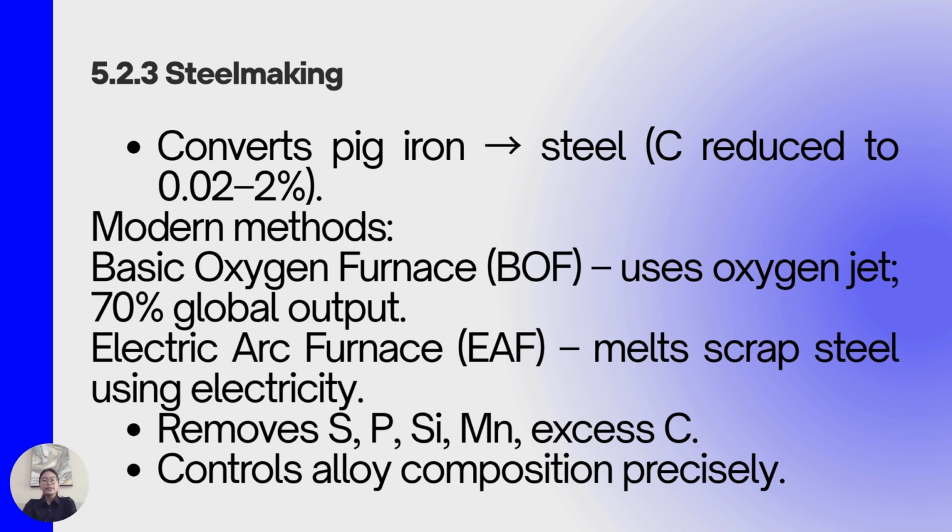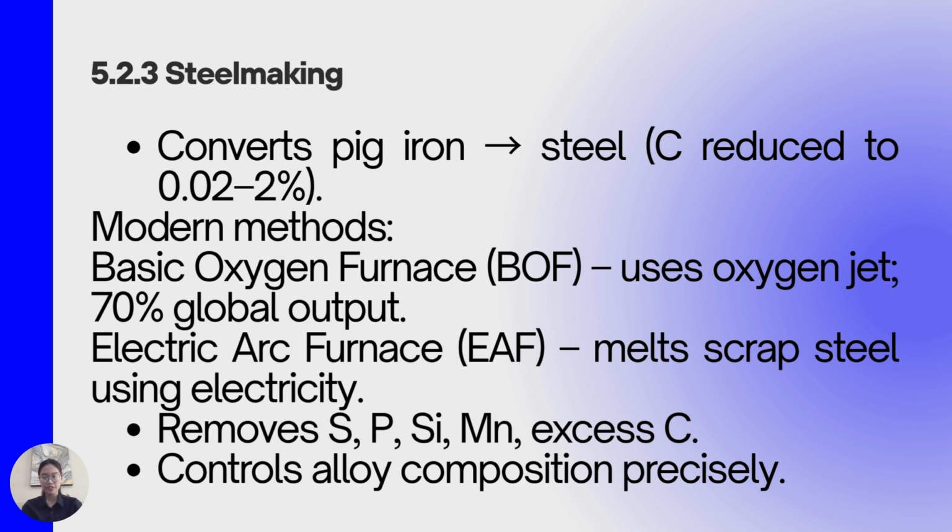Once the molten pig iron leaves the blast furnace, it enters the steelmaking stage, where the true transformation occurs. The goal here is to reduce the carbon content from roughly 4% to a controlled level, typically around 0.02% to 1.5%, and remove impurities like sulfur, phosphorus, and silicon. Two primary methods are used today: the basic oxygen furnace, or the BOF, and the electric arc furnace, the EAF.